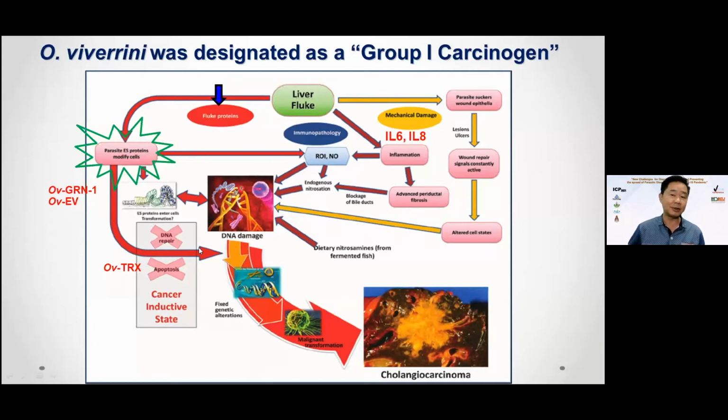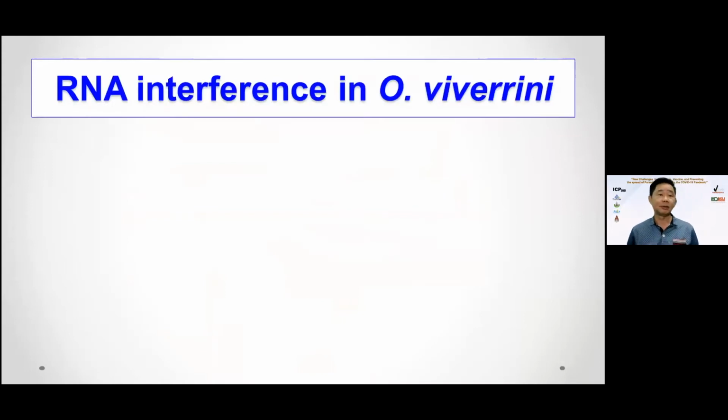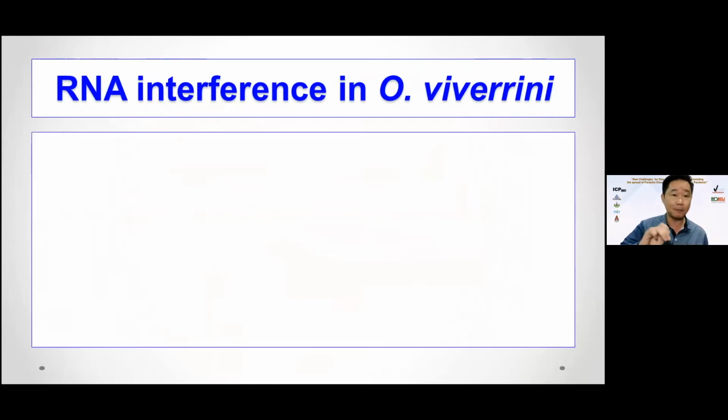So we would like to investigate how significant this kind of molecule is in carcinogenesis. To investigate the gene function, we need a molecular technique. RNA interference is one of the model techniques that we use to investigate the function of a gene. We started working with RNA interference about 10 years ago.